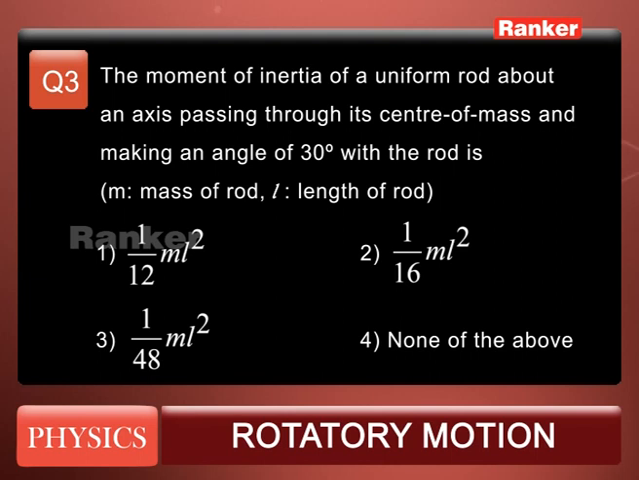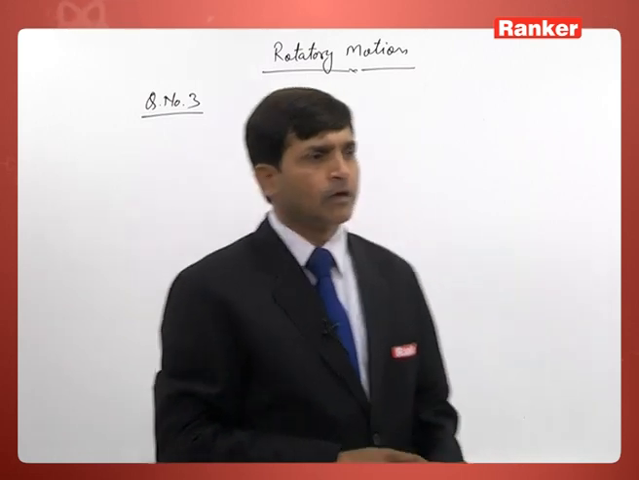Question number 3. The question is given as: the moment of inertia of a uniform rod about an axis passing through its center of mass and making an angle of 30 degrees with the rod is, if m is the mass of the rod and L is the length of the rod. First option, ML square by 12, second option ML square by 16, third option ML square by 48, and fourth option none of these. Now see how to solve.